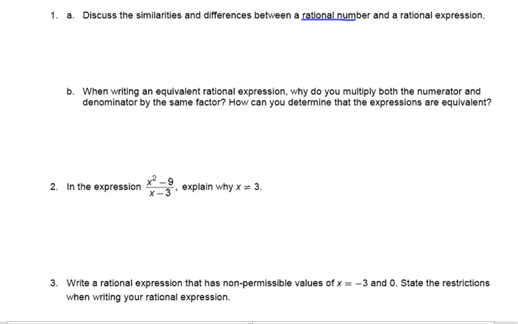Number versus a rational equation. So what's a rational number? Look at the root of the word. Ratio. So fraction. So a rational number or a fraction number would just be a number that's a fraction.